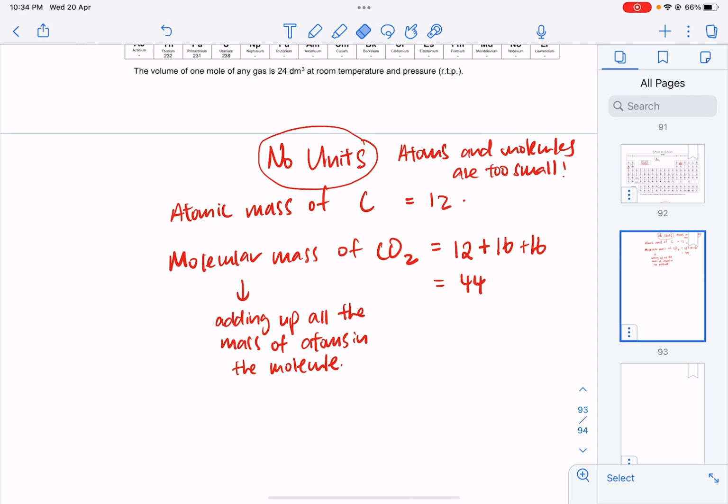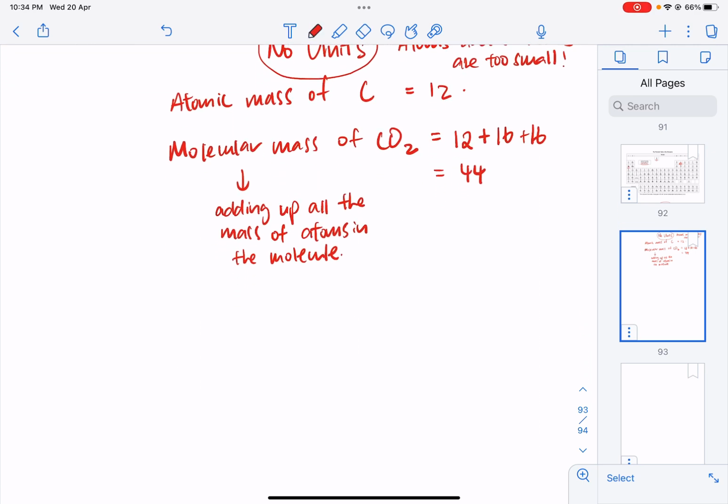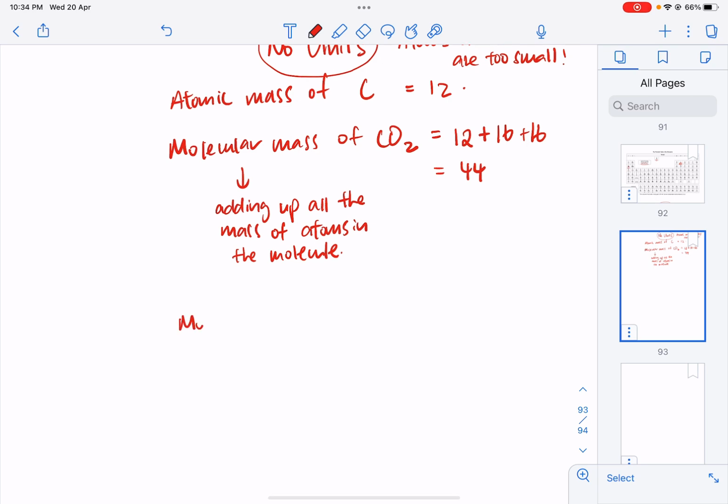Alright? Okay, now let's try another example. What is the molecular mass of water, H2O? How do you calculate the molecular mass of water? So, how many hydrogen are there? There is 2 hydrogen and 1 oxygen.